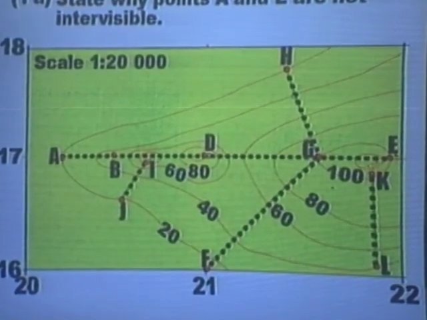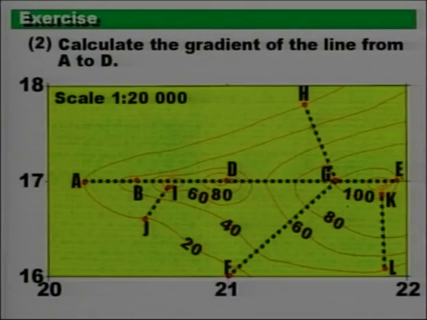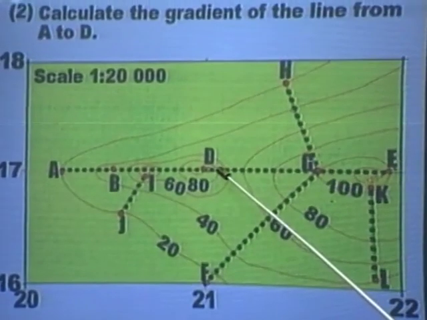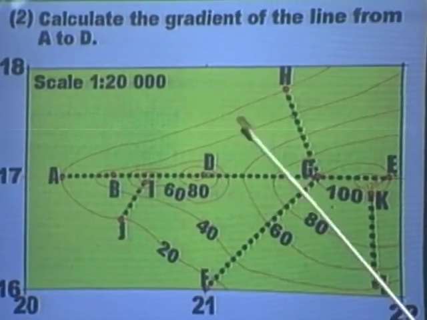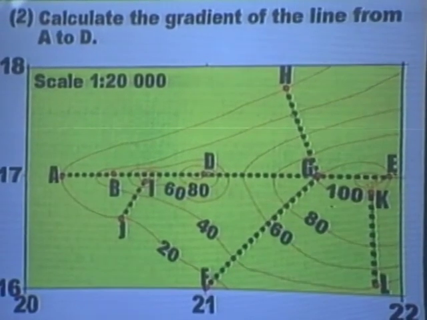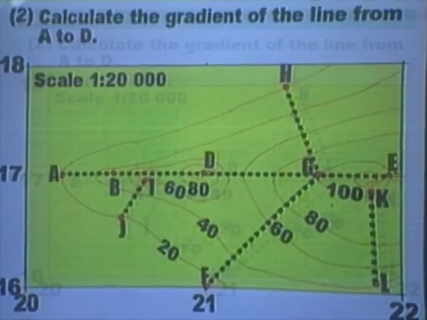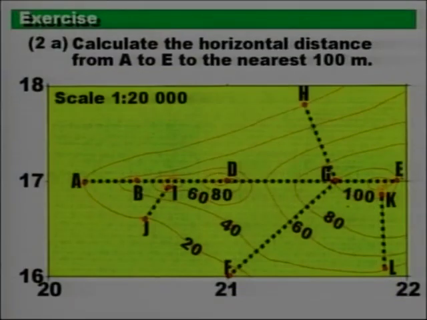The third activity, calculate the gradient of the line from A to D. Use the contours that are given and the scale of the map for you to be able to do your calculation. Okay, we move on. The next activity, calculate the horizontal distance from A to E to the nearest 100 meters. When you give your answer for that activity, give it to the nearest 100 meters.